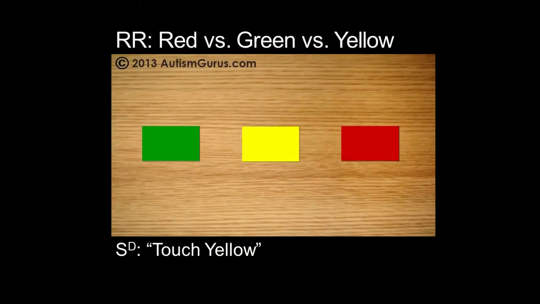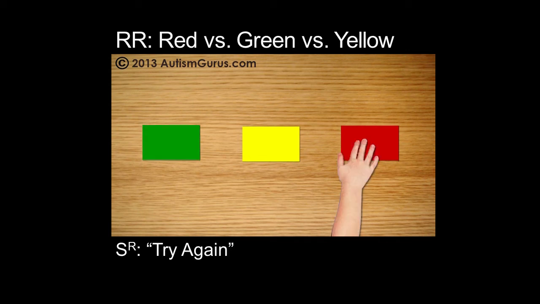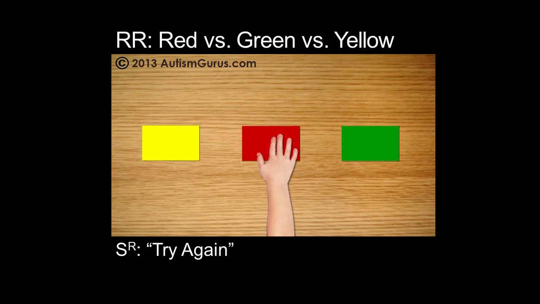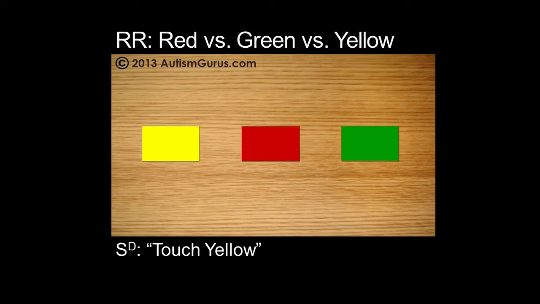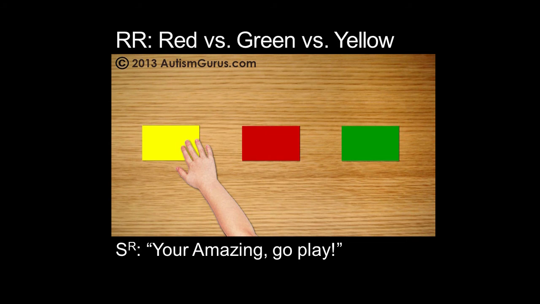To begin, let's place all 3 items in the field. This is our target field size for receptive programs. Touch yellow. Try again. Touch yellow. Try again. This is the 3rd trial, so we have to prompt at this point. Touch yellow. Good work. Touch yellow. You're amazing. Go play.